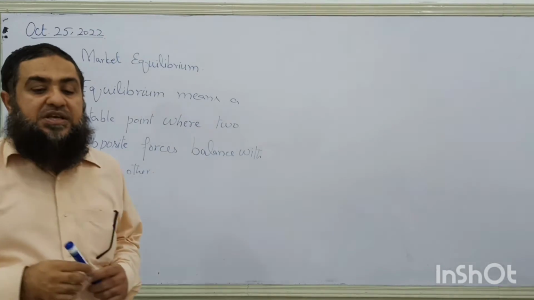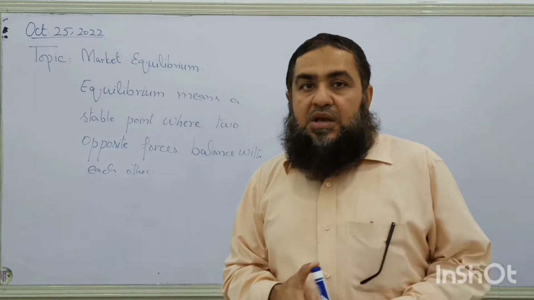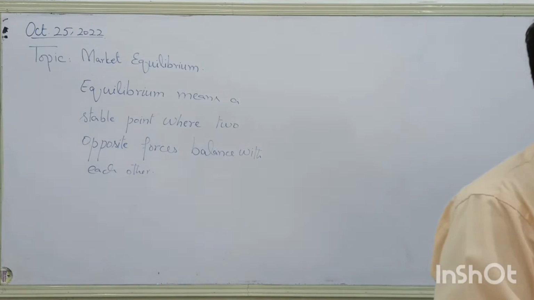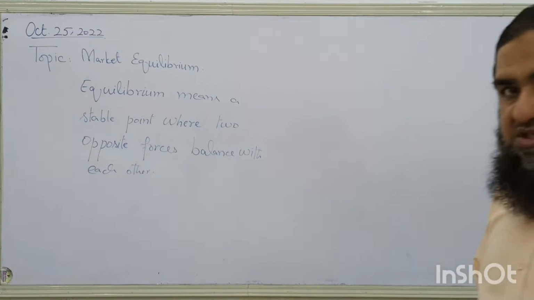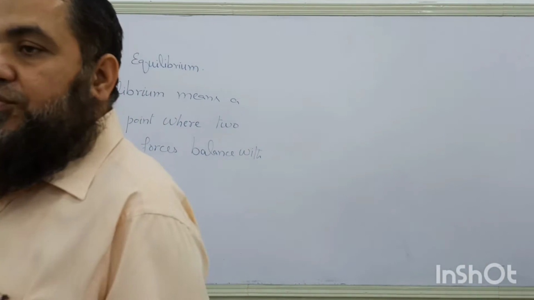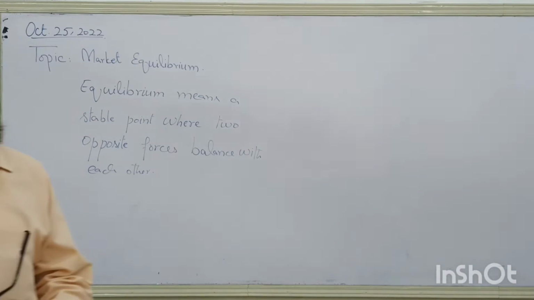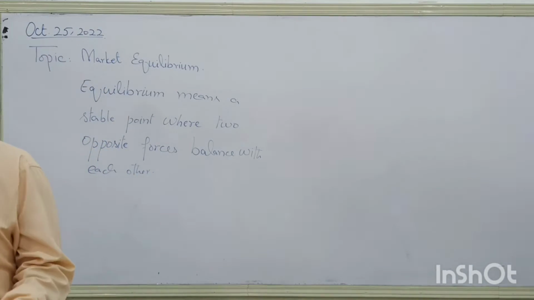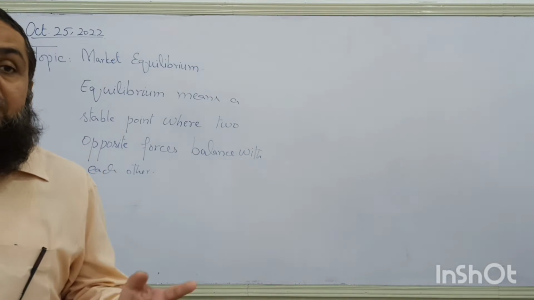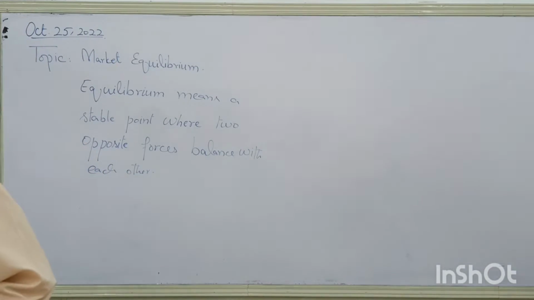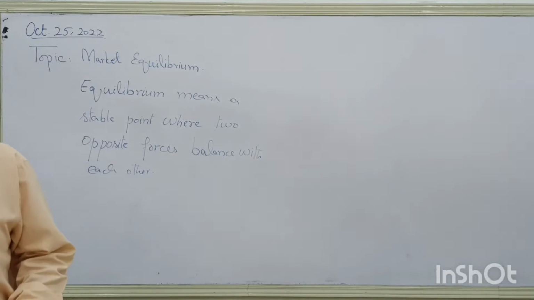Like if anything is stable, like this table is in a stable condition or the chairs are in a stable condition, because the two forces are balanced with each other. What are the two forces? One is the gravitational force which is going towards gravity, and another is the force which is keeping it up. So when both forces, which are in opposite directions, are balanced with each other, we say a product or a thing is in equilibrium or in a stable form. Follow my points or not?